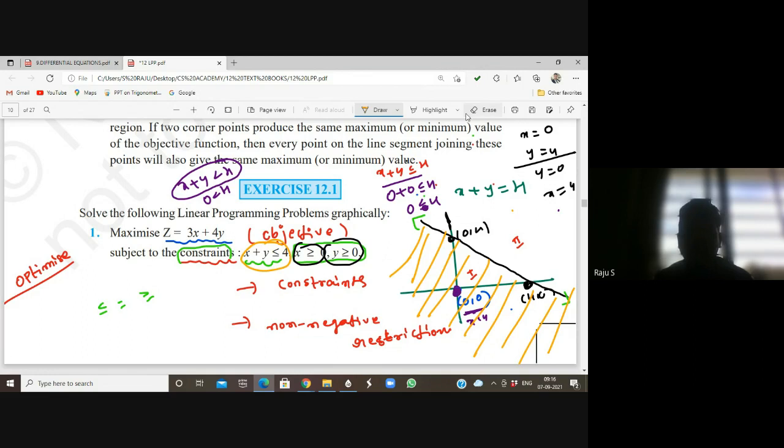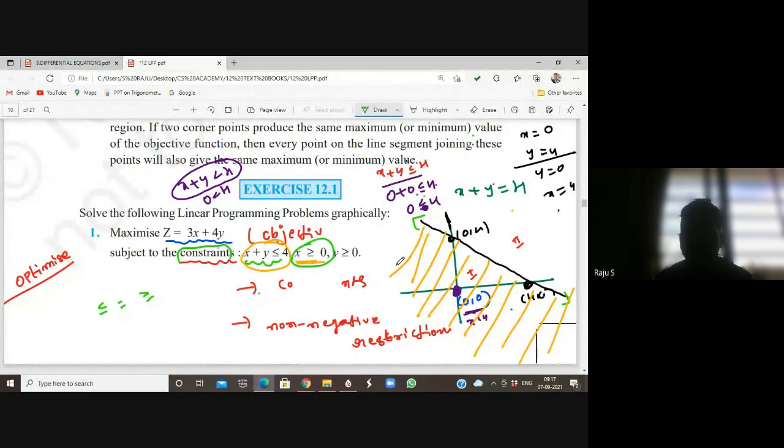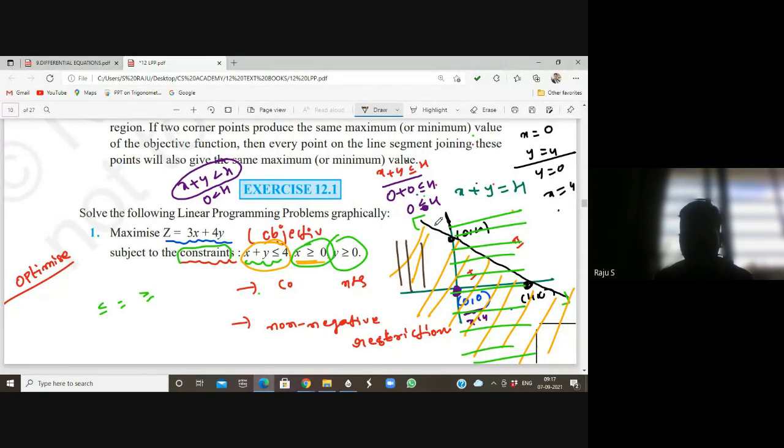But what are the other two inequalities? X greater than or equal to 0. What about the region of x greater than or equal to 0? Yes, students, anyone? X greater than or equal to 0 means x can take only positive values. X is positive means this region, where x is positive, x greater than or equal to 0. Next, y greater than or equal to 0. Y means above the x-axis.